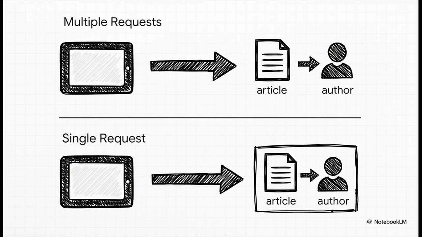For example, let's say you need to get a blog article and the details of the person who wrote it. Instead of making one request for the article and then a second one for the author, JSON API lets you do it all in one go, just by adding $include equals author to the request. That's a huge win for efficiency.